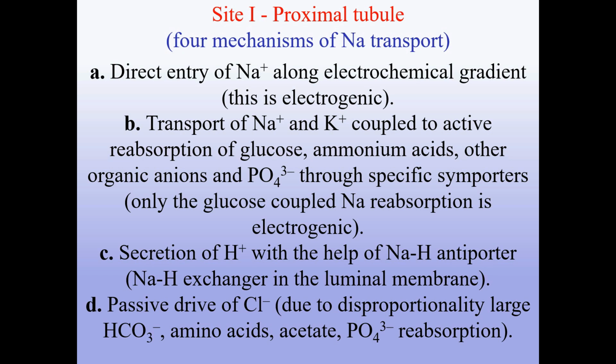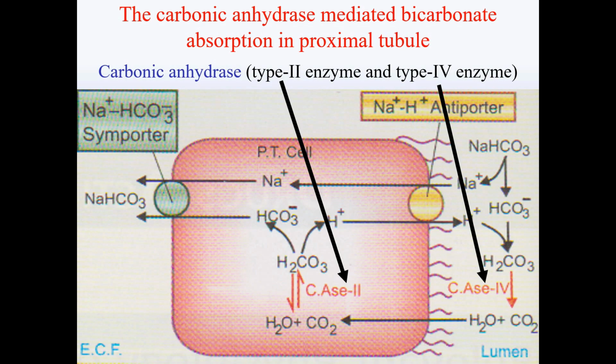C. Secretion of hydrogen with the help of the sodium-hydrogen antiporter, the sodium-hydrogen exchanger in the luminal membrane. And D. Passive drive of chloride due to disproportionality, along with bicarbonates, amino acids, acetate and phosphates reabsorption. On this slide you can see the carbonic anhydrase mediated bicarbonate absorption in the proximal tubule and the 2 types of carbonic anhydrases, second and fourth.